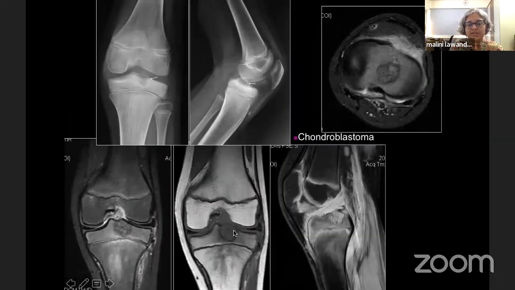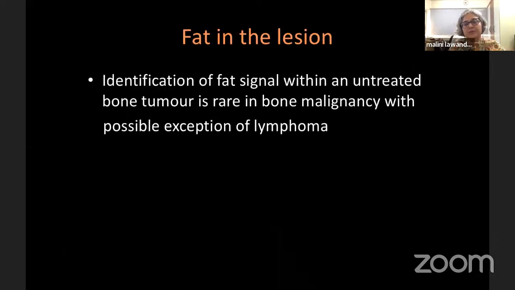Similarly, here the lesion is small, but look at the amount of marrow edema. You see how much soft tissue edema is there. This is a chondroblastoma, a lesion in the epiphysis. So osteoid osteoma, chondroblastoma, and even osteoblastoma are the three lesions where you have marrow edema much disproportionate to the size of the lesion.